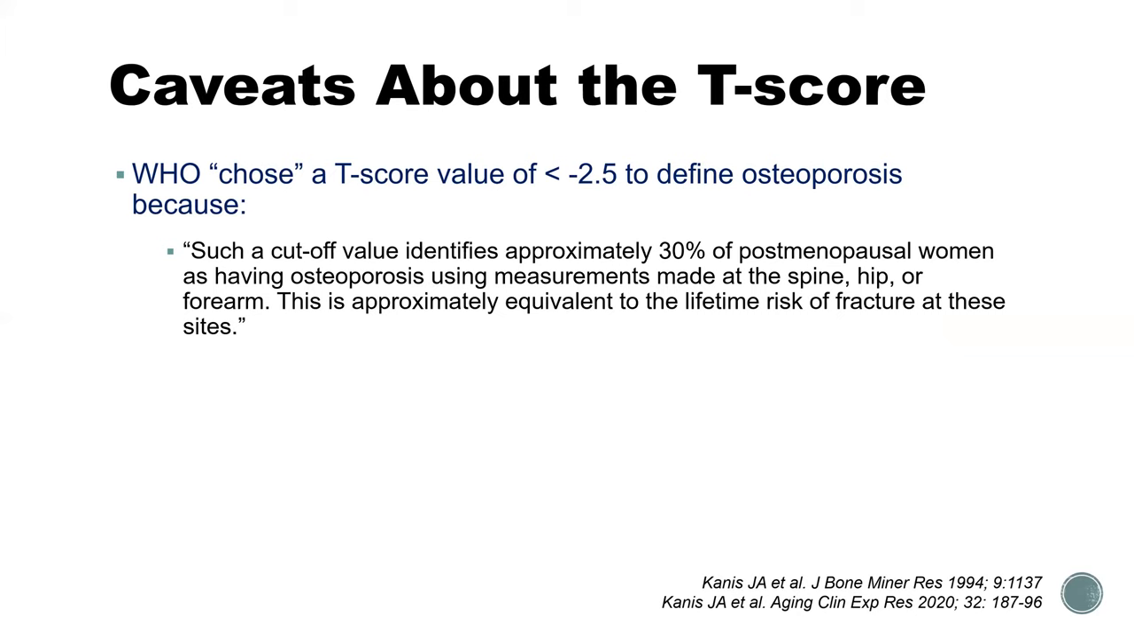However, the T-score is not the be-all and end-all. There are some things that you have to think about when you're looking at the T-score. The WHO chose this T-score value of minus 2.5 to define osteoporosis because they worked out that such a value identifies approximately 30% of postmenopausal women who will have fractures. So they chose that cutoff based on studies, more or less arbitrarily, but it seemed to have worked quite well.